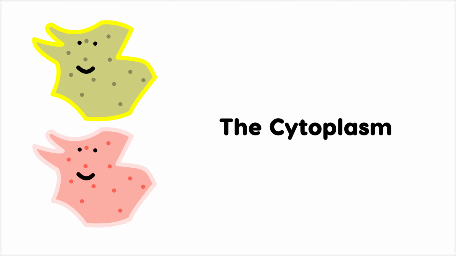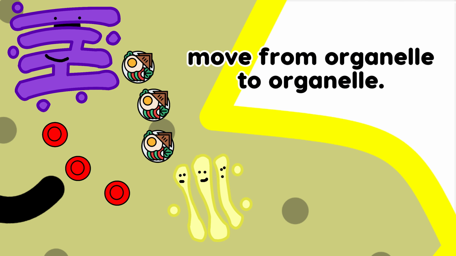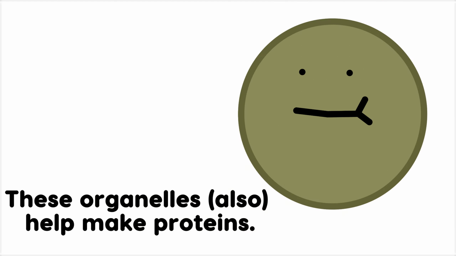The cytoplasm is the filling that surrounds each of the organelles. This is where food and oxygen move from organelle to organelle. The cytoplasm holds the many ribosomes found within. These organelles help make proteins.